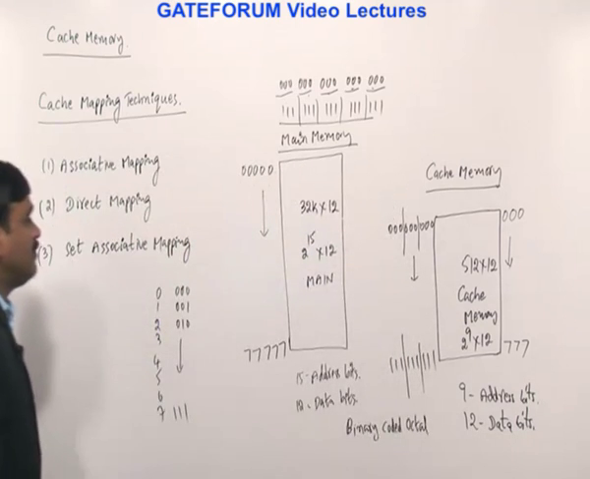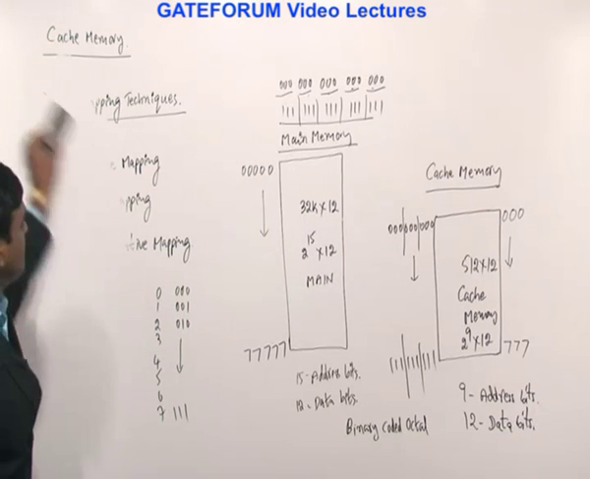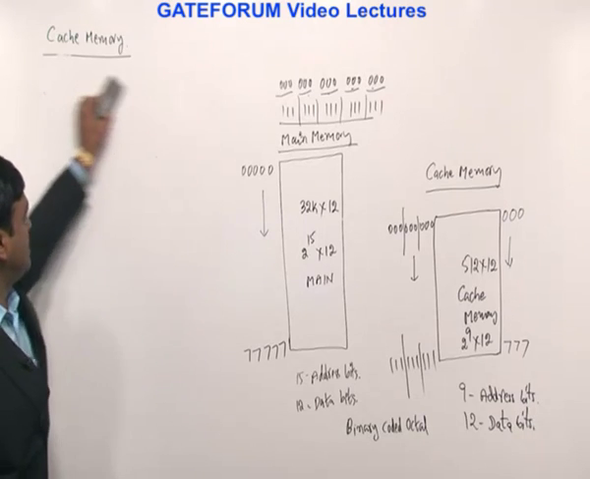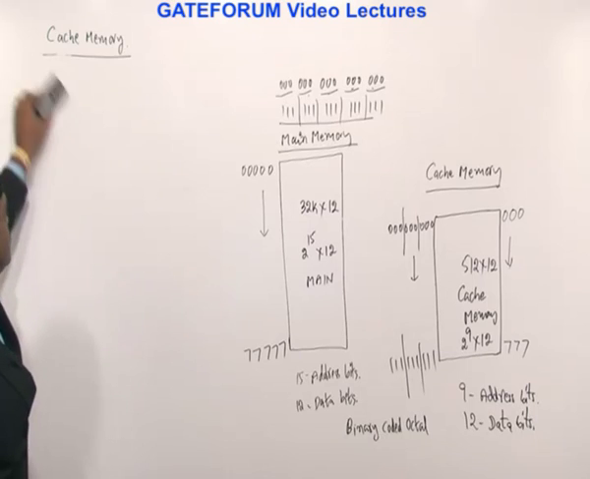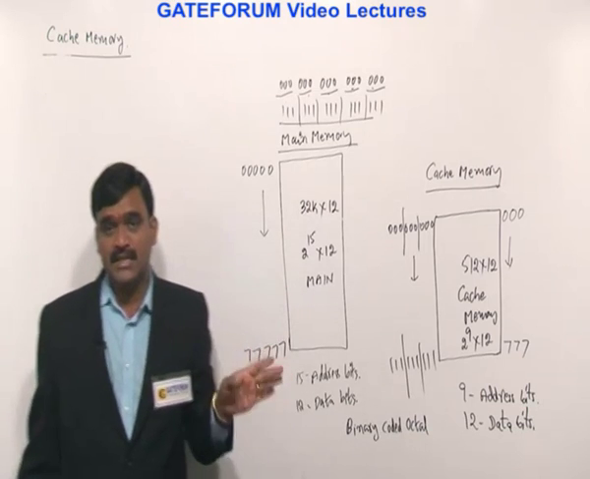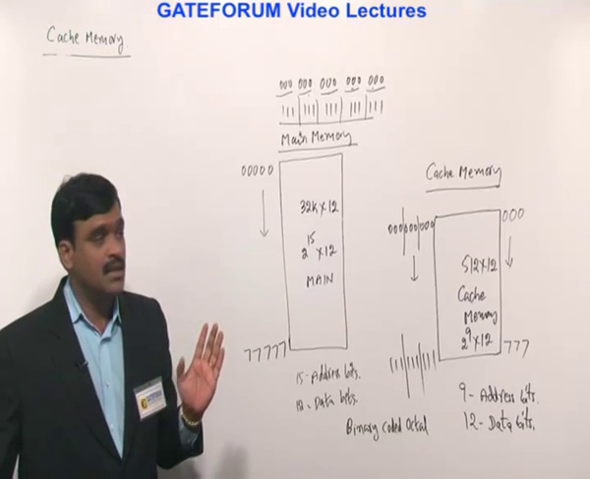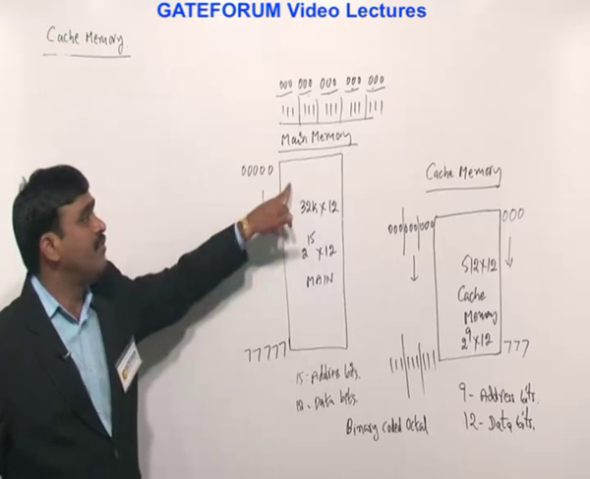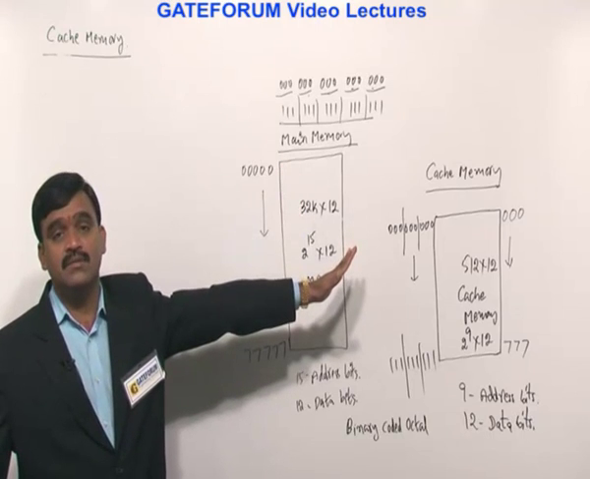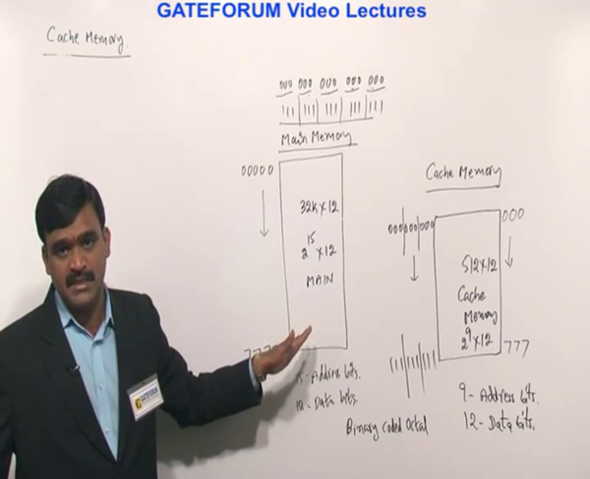Whenever the CPU has generated a 15-bit address, that is nothing but the main memory address. It is not the cache memory address. Using the main memory address only, we need to refer to the cache memory. For that, we need to map. For example, the 15-bit main memory address we need to convert into a 9-bit cache memory address, because the cache memory address bits are 9 and the main memory address bits are 15.